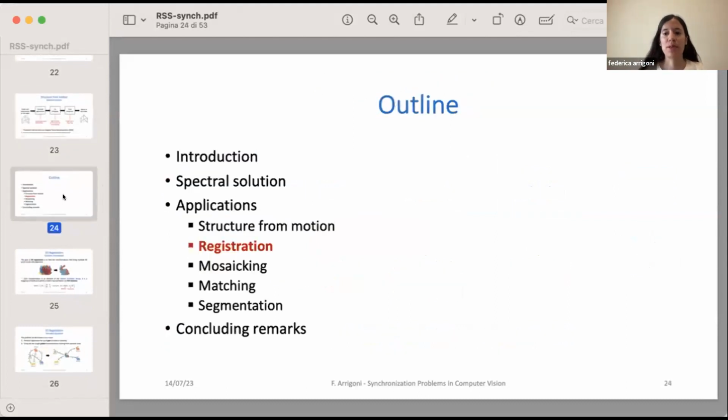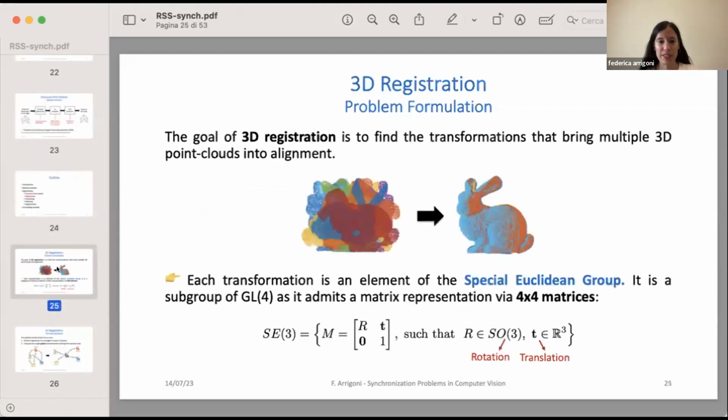Another relevant problem where we can use this spectral solution is 3D registration. In this problem, we have many point clouds that are recovered independently, and we want to bring these point clouds into alignment in order to recover the object. Here we have a similar problem as before, and in particular, we are working with the special Euclidean group, that is the set of 4 times 4 matrices that represent these rigid transformations. These matrices have a rotation block, a translation block, and the 4th row is made of 0s and 1.